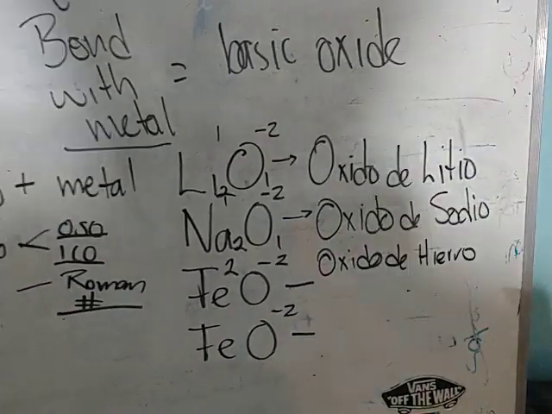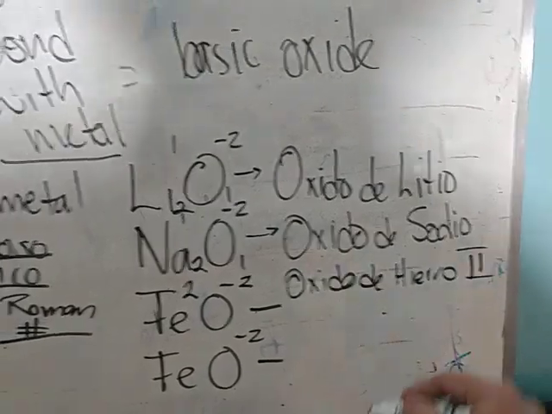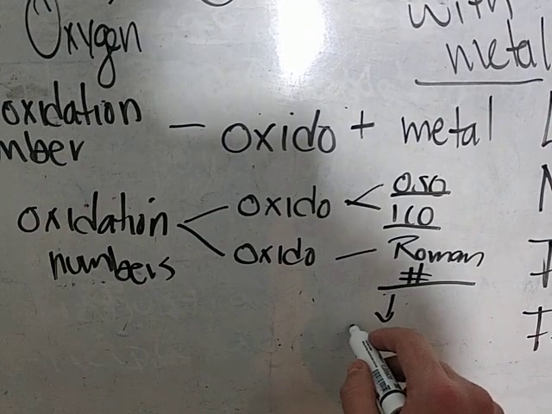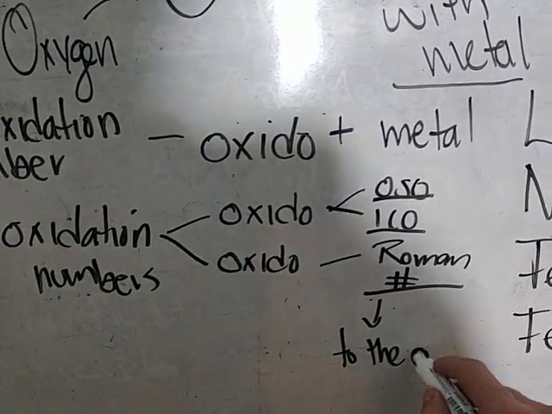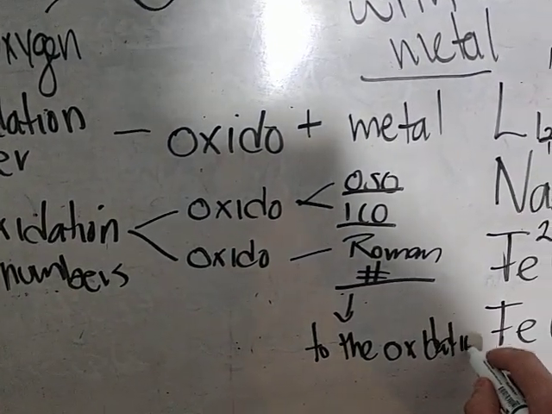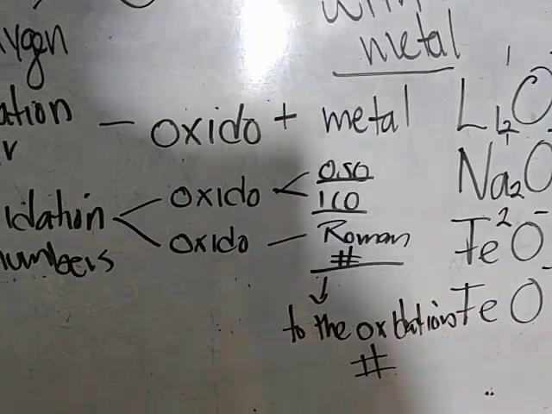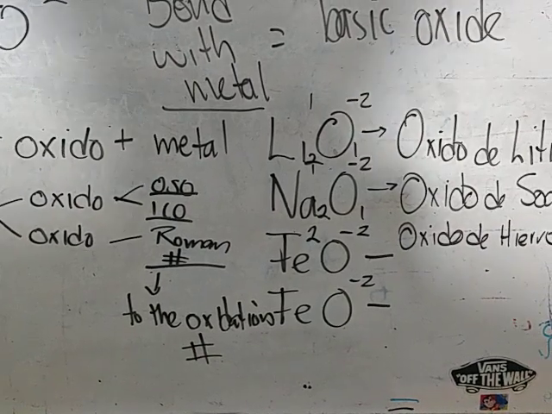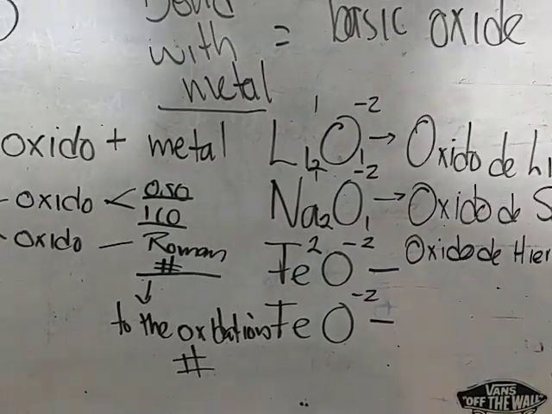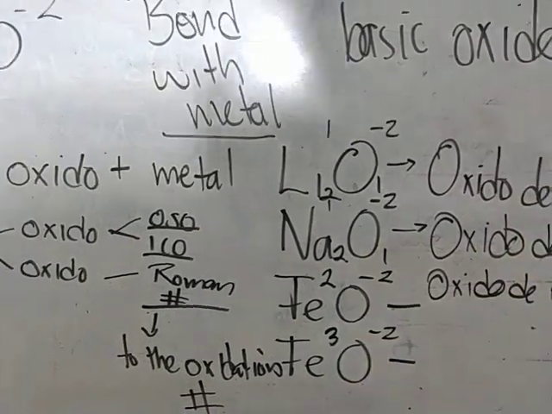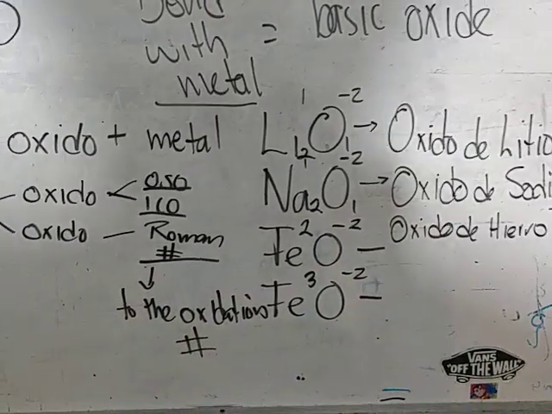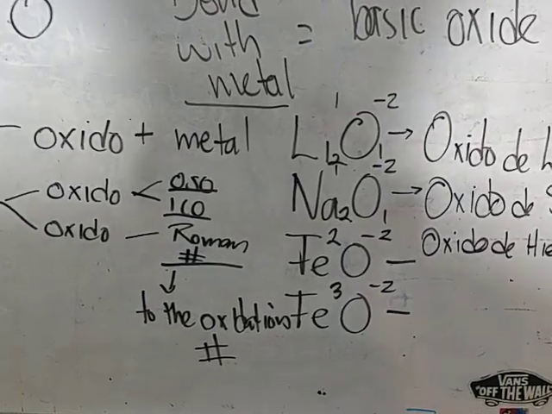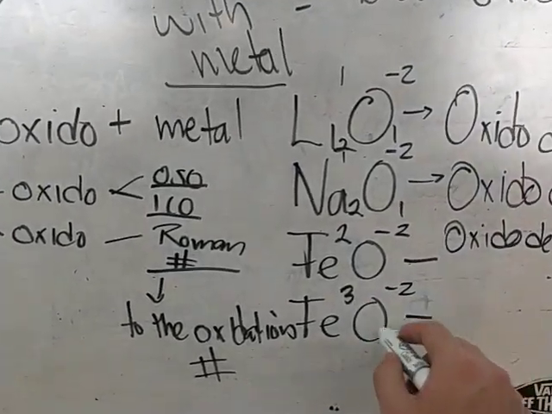What number? 2. Because this number is going to be the Roman numeral according to the oxidation number, okay? So if I have the oxidation number of the hierro 2, it's going to be the Roman number 2. Also, in this case, I'm going to be working the hierro with a 3, because for the hierro we have two options, okay? So we're going to work with 3.